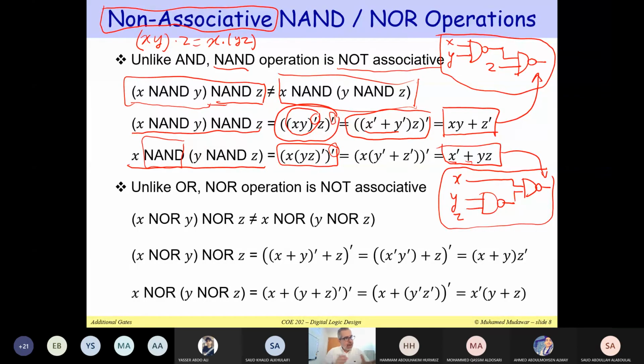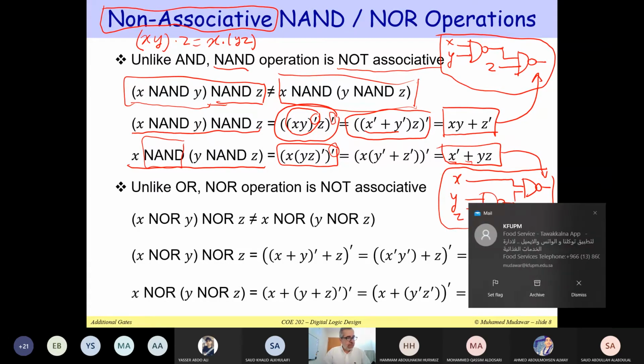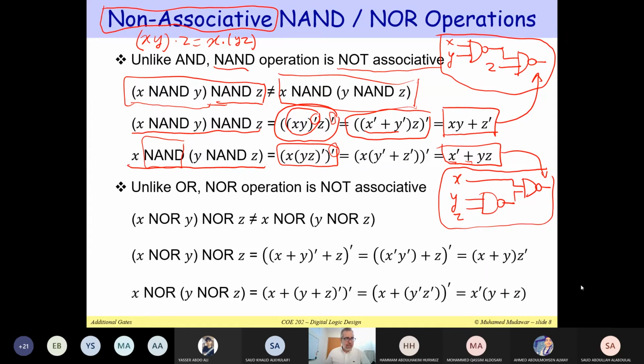So notice that the outputs are different. These are two different expressions. They will evaluate differently. So these are two different functions, and therefore the NAND operation is not associative, so the order of the NAND is important. It's very important to understand the order of the NAND. Let me clean up this mess.